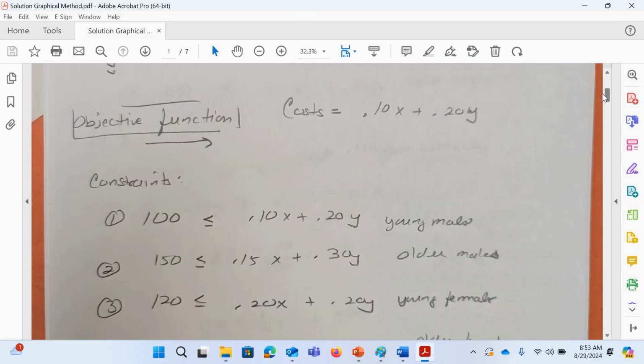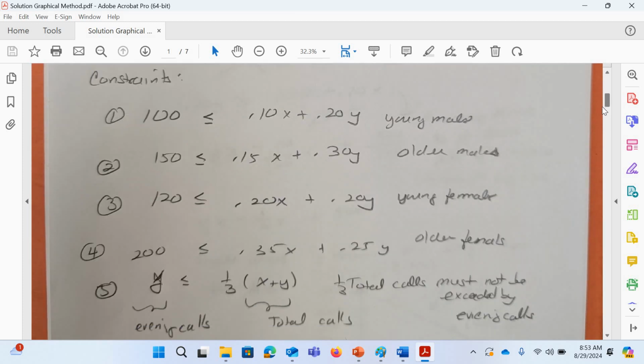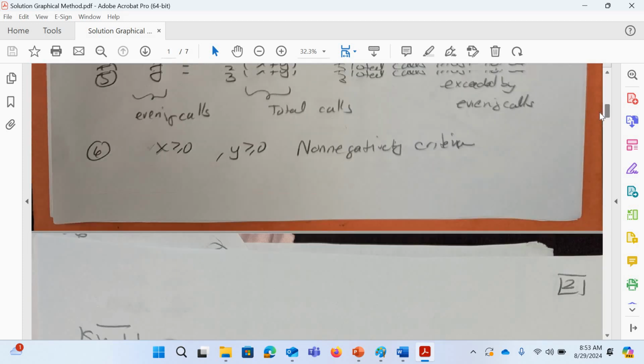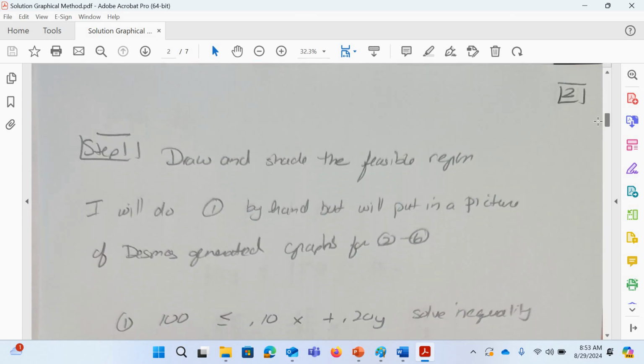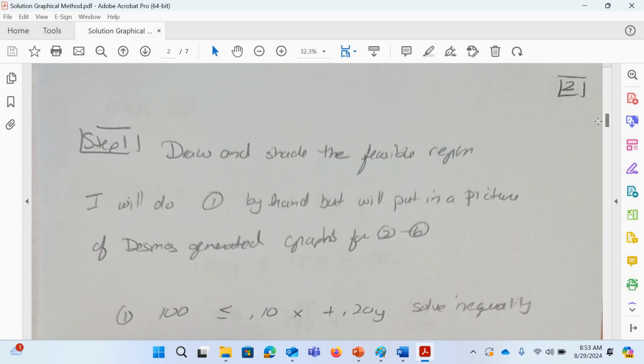This is the thing. You have the objective function, the constraints, lots of constraints, and then you set up the solution. So the first step is to draw and shade the feasible region.